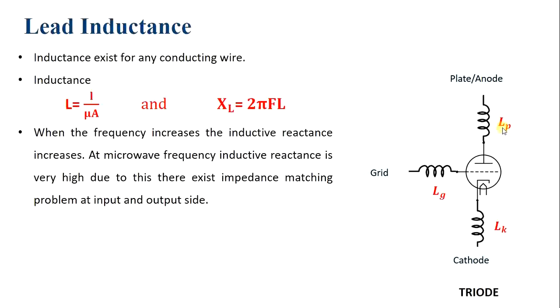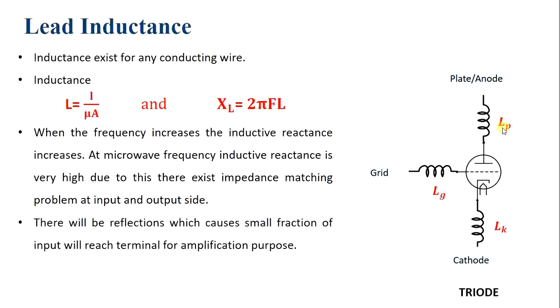Due to this, there exists an impedance matching problem between the input and the output. Lead inductance affects the performance of the tube, with most of the input getting lost across the inductance, and only a small fraction of the input reaching the terminal for amplification. The lead inductance effect can be minimized by decreasing the inductance. From this equation we can say the inductance can be reduced by reducing the length of the conducting wire, or by increasing the cross-sectional area of the conducting wire.